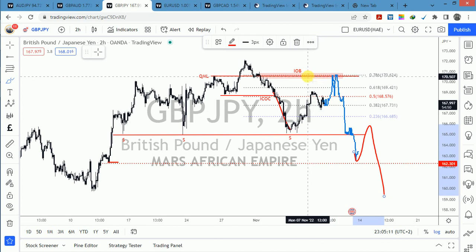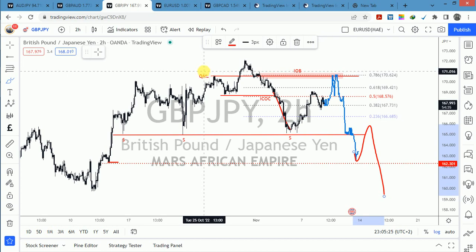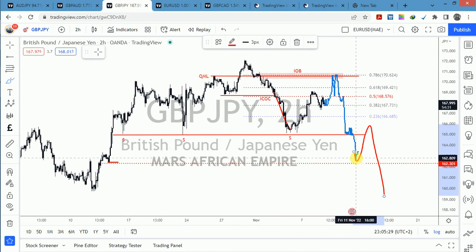170-500. That would be our entry, 170-500, and then just above here, just above the QML, I think 170-900, somewhere there. That would be our stop loss, and then take profit. We're going to exit when it gets to 162.4.